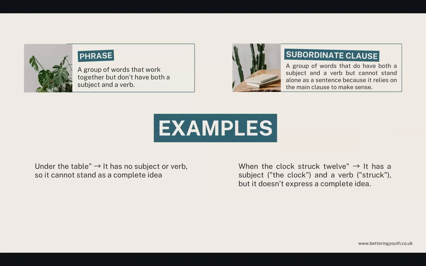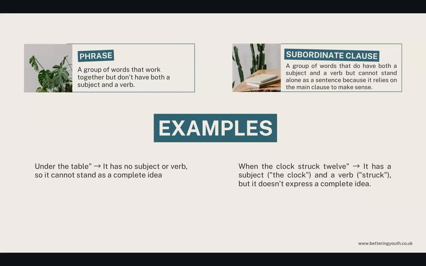A phrase. A phrase is a group of words that work together, but importantly, they do not have a subject and a verb. Now, a reminder, a subject is a person or a thing completing an action. Under the table is a really good example of a phrase. It has no subject and no verb, so it cannot stand as a complete thought.